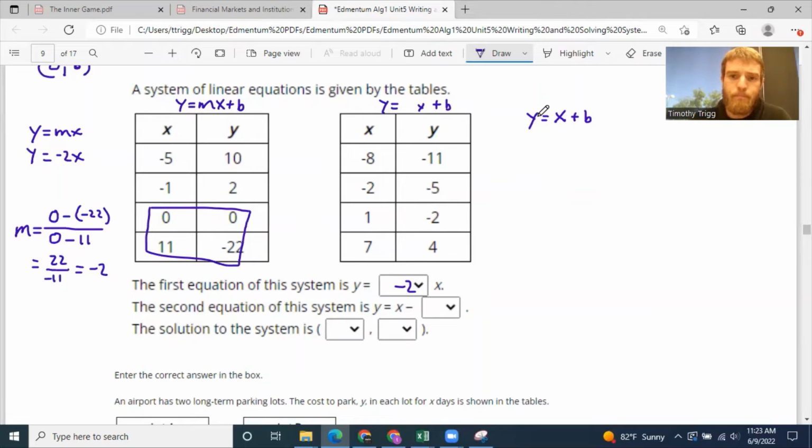Now, let's go ahead and use, here we could use any point we like and substitute the values of x and y to help us find b. I'm just going to use this last point here because they're positive numbers, and I prefer to work with positive numbers if I have the choice. So I'm going to replace y with 4 and replace x with 7. And then solve for b.